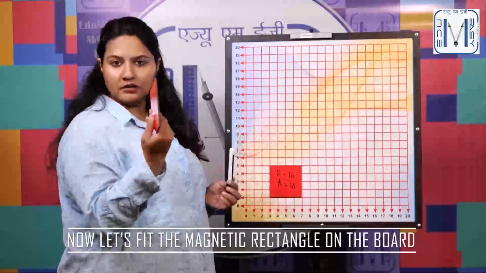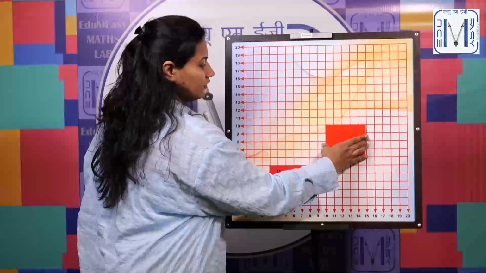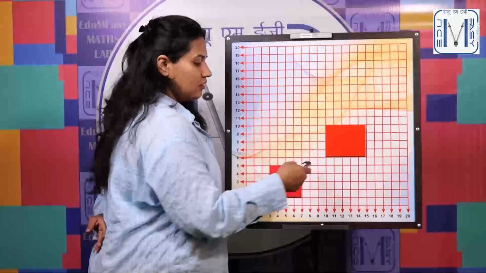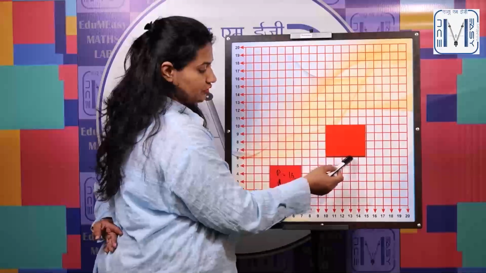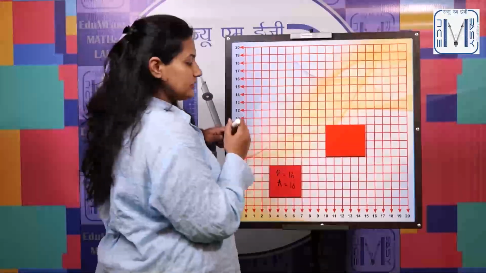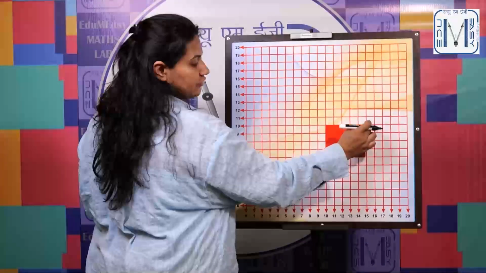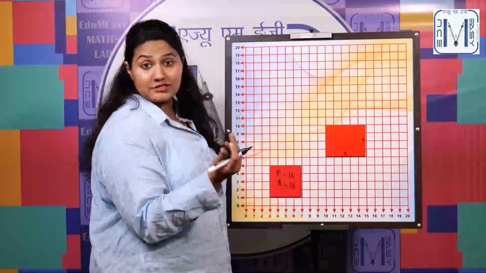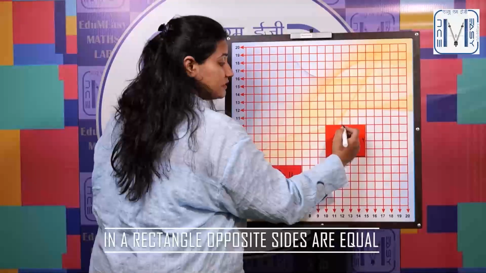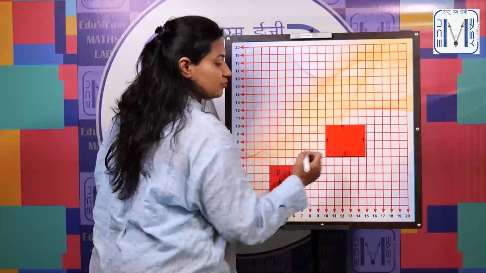Let's take a rectangle as our next shape and put it anywhere. So I'm putting it over here. Let's count the number of squares on this side. 1, 2, 3, 4, 5. So this side is 5 and 1, 2, 3, 4. This side is 4 units. Alright, now since it's a rectangle, opposite sides are always equal. So this side will also be 5 and this side will also be 4.